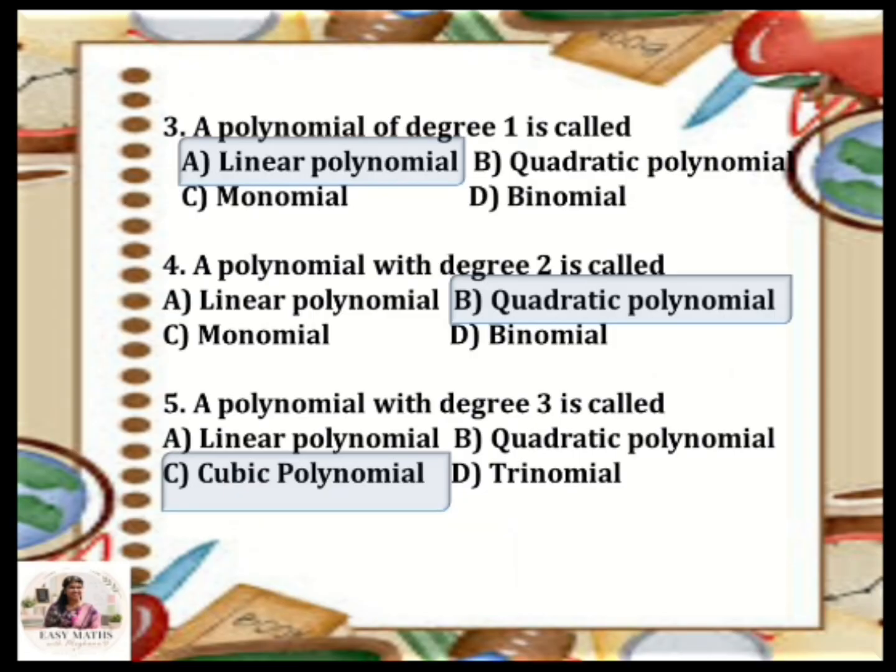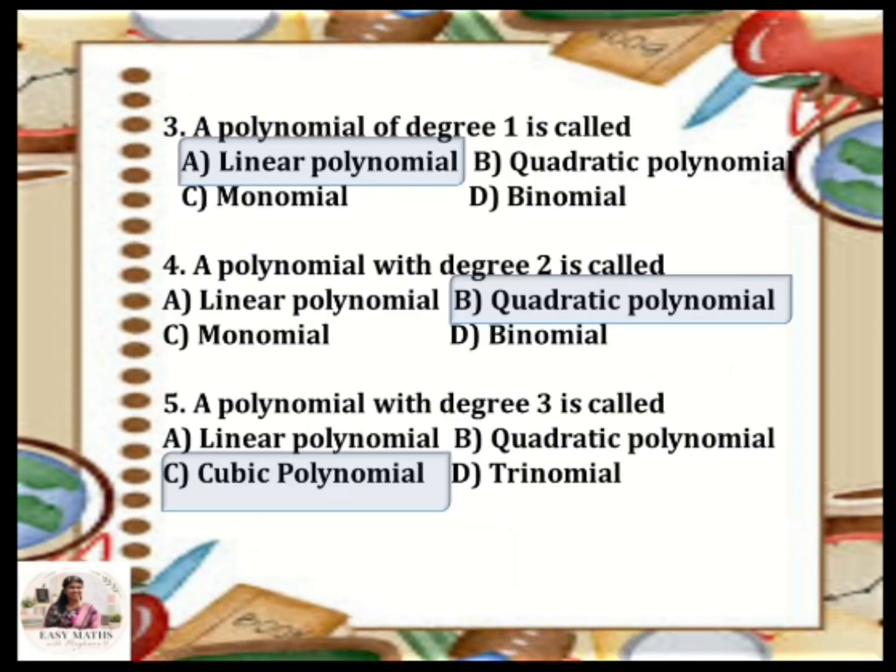In question number 3, it is given that a polynomial of degree 1 is called linear polynomial, quadratic polynomial, monomial and binomial. Here monomial and binomial is nothing but a single term in algebraic expression is called as monomial and 2 terms are called as binomial in the algebraic expression. Degree 1 is called as linear polynomial, degree 2 is called as quadratic polynomial. So these are the basic concepts you should know to solve these problems.